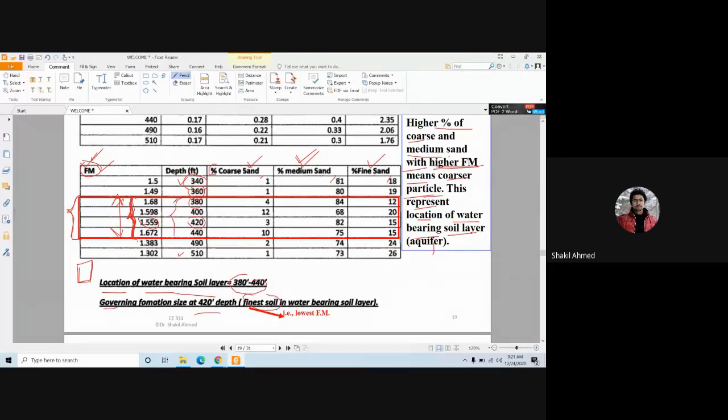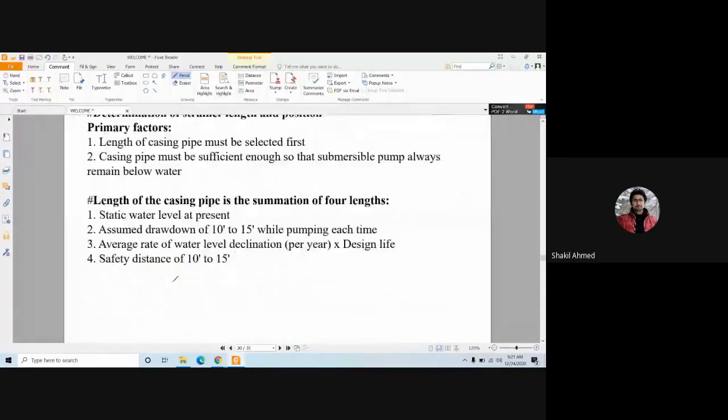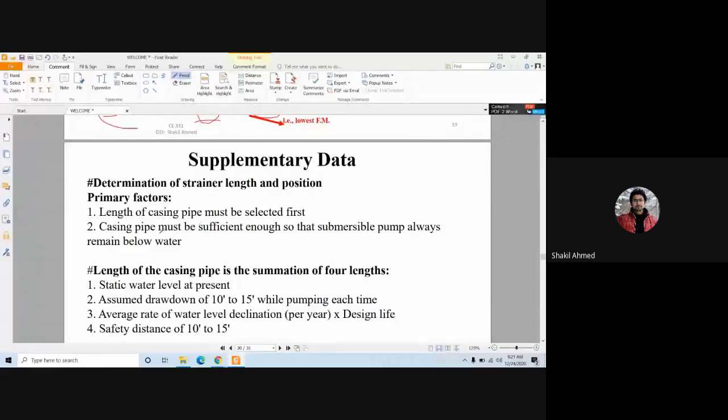Now, if you put a screen in this aquifer, which size is the key size that you need to capture? The smallest one. If you can capture the smallest one, then the larger one will also be captured. Am I right? Yes, sir. So you have to target the smallest one, that is 420 feet depth. Okay, remember this. So now we have to design this well.